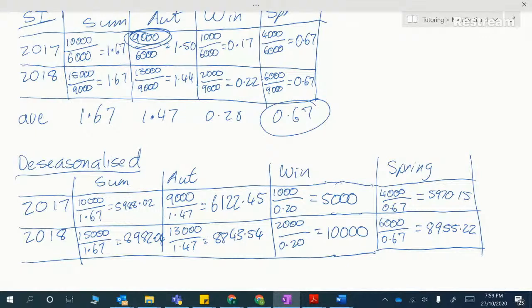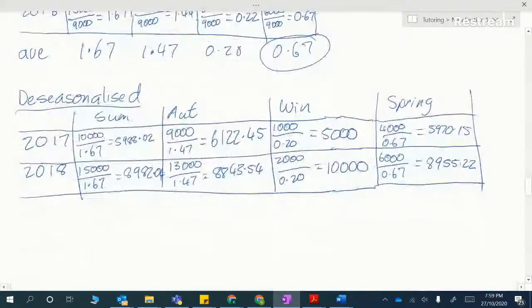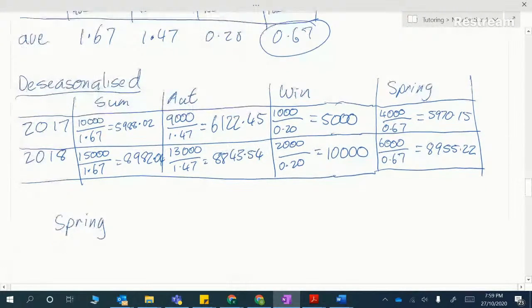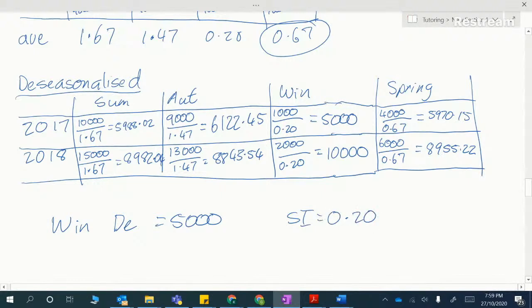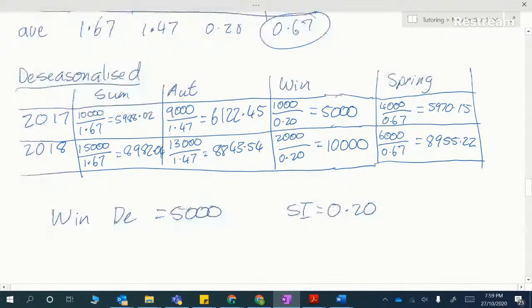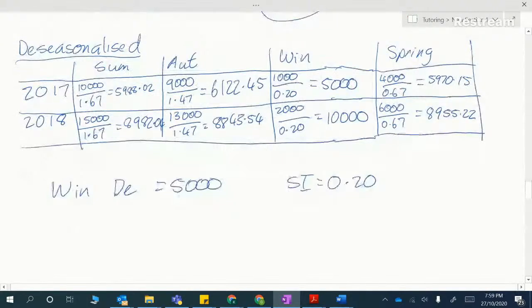To answer a question before about going backwards, maybe they might say, what if you had a winter deseasonalized value of 5,000, and the seasonal index was 0.20, what was the original value? In that case, you just have to go backwards. Normally the actual value divided by the seasonal index gives you the deseasonalized value, so all you have to do is go backwards.